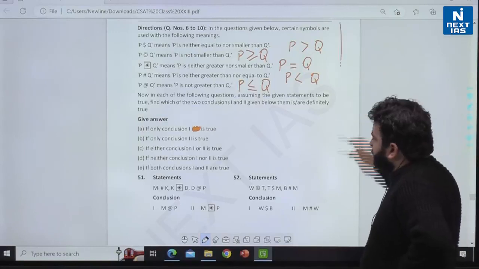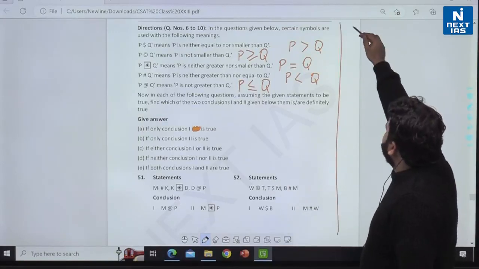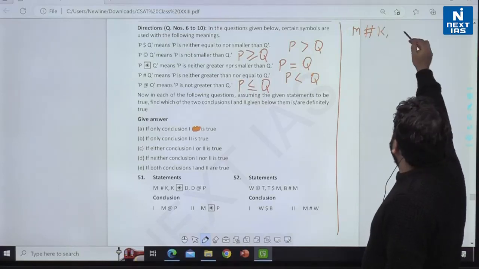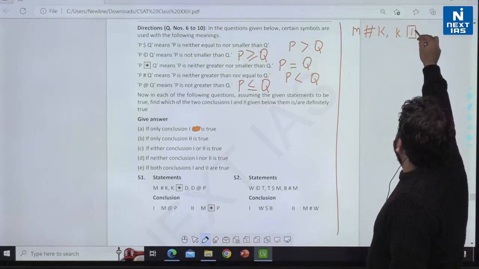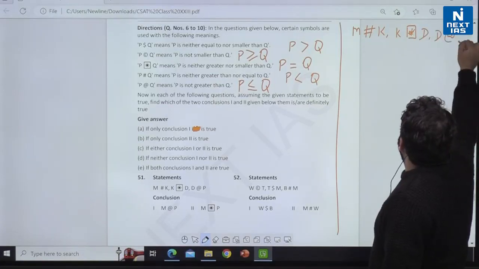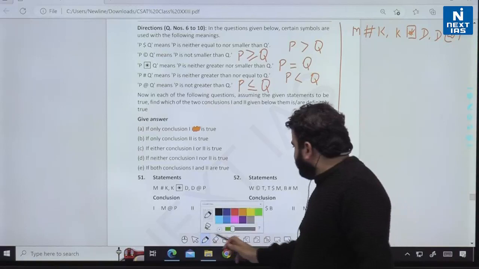Now carefully, first is M hashtag K, K asterisk sign D, D at the rate P.